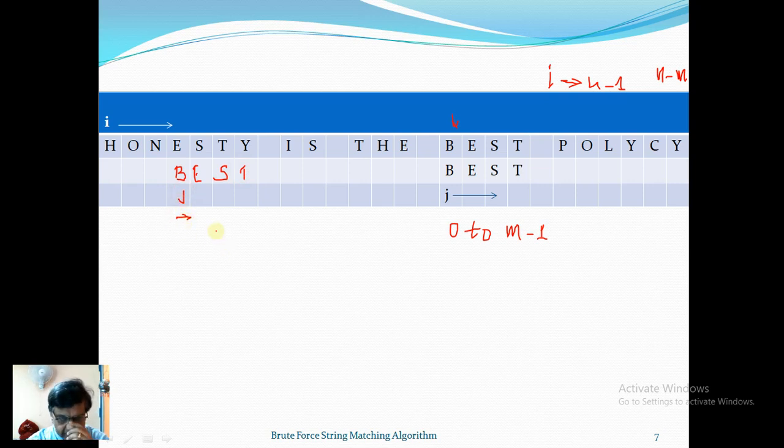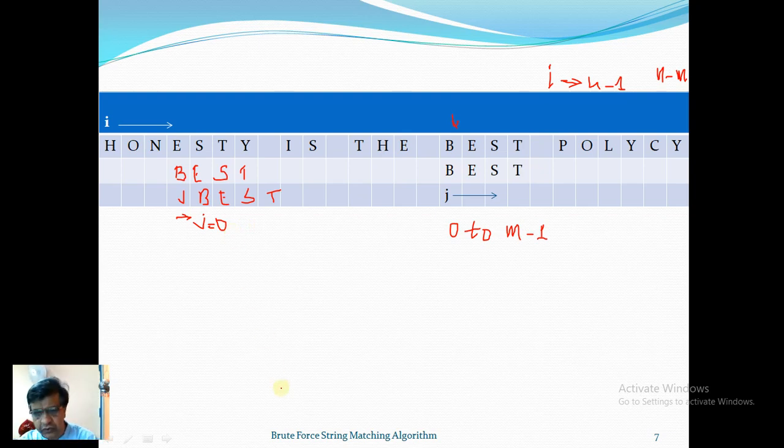First character itself is the mismatch. Then best will be moved over here. Best will be literally sliding one character ahead. Once again, J should be set to 0. Therefore, wherever the mismatch happens, as far as the pattern is concerned, once again another iteration is to be set forth, and in every new iteration, J should receive its initial value, which is equal to 0.